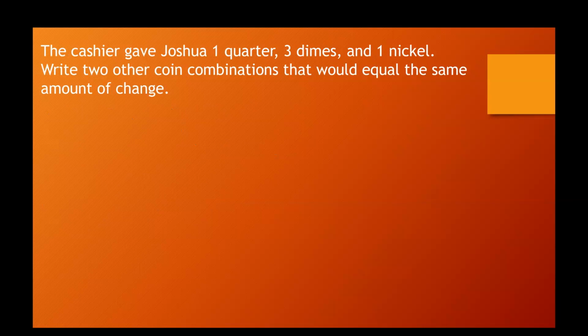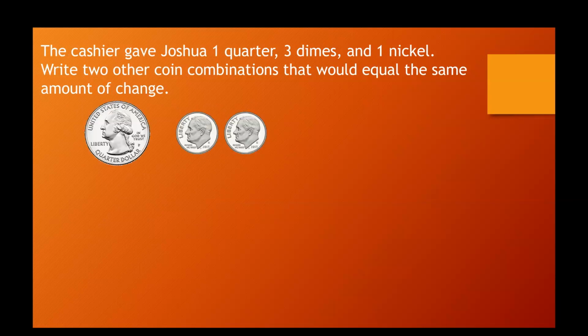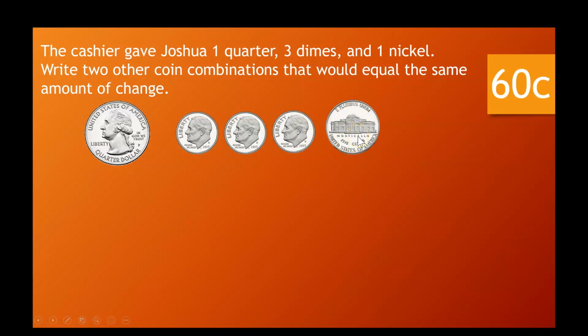The cashier gave Joshua 1 quarter, 3 dimes, and a nickel. Write 2 other coin combinations that would equal the same amount of change. So our first step here is we need to figure out what the amount of change is. So a quarter is how much? 25. So let's count up by tens from 25. 25, 35, 45, 55. Now a nickel is how much? 5. So 5 more is 60.